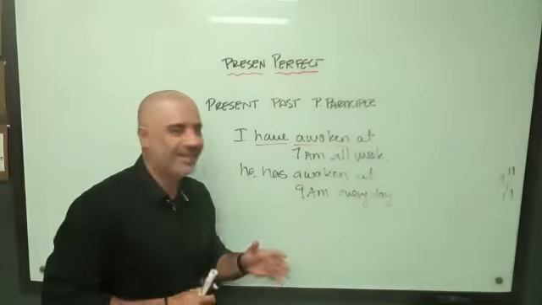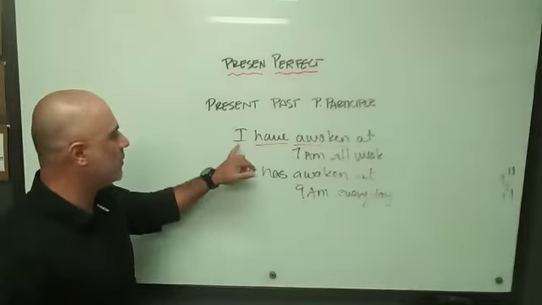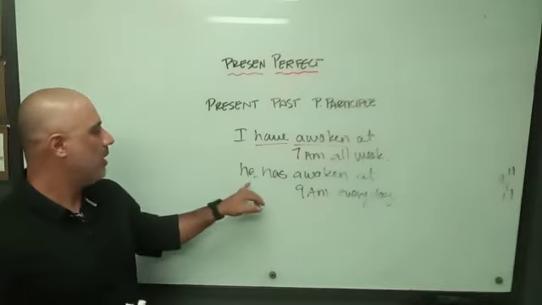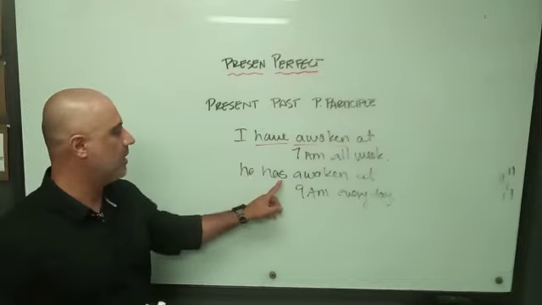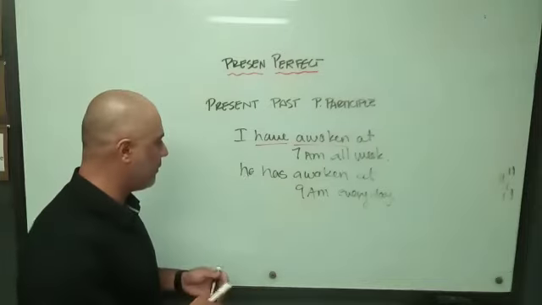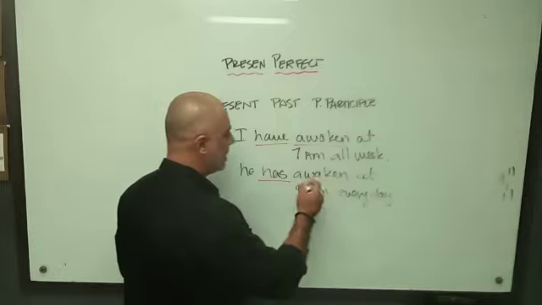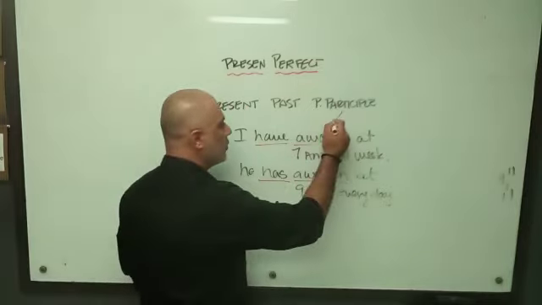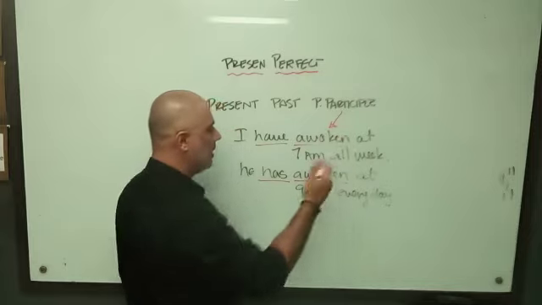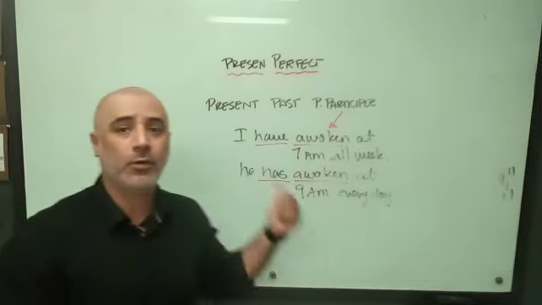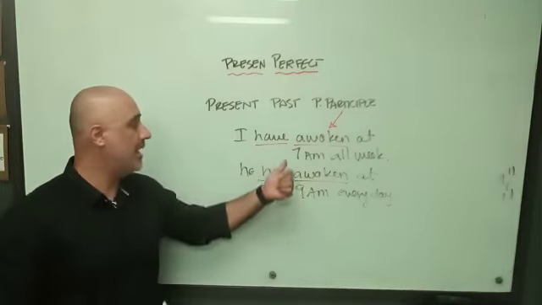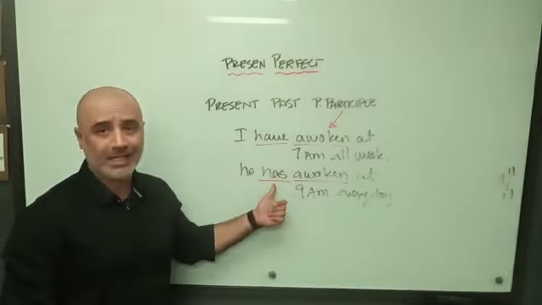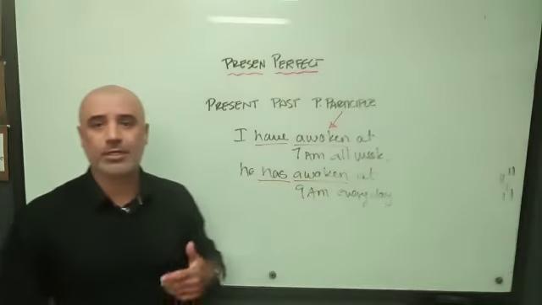All right, so I don't know if this video shows the right direction of the example, but if not, just imagine the first one says, I have awoken at 7 a.m. all week, or third person, he has awoken at 9 a.m. every day. And here we have the has and the same past participle of the verb, awoken. So visually, the students can see the actual verb awoken in your examples, and they see it next to the auxiliary verb have or the auxiliary verb has in case you are teaching third person.